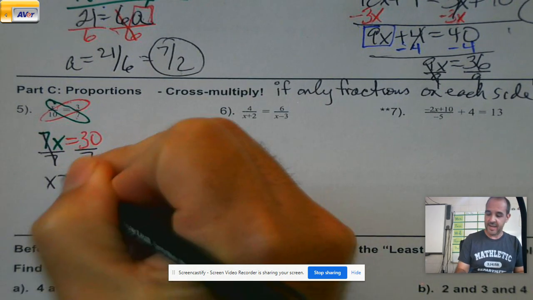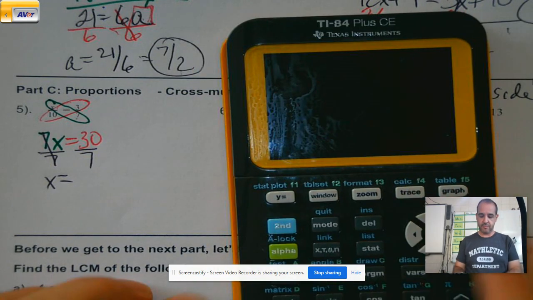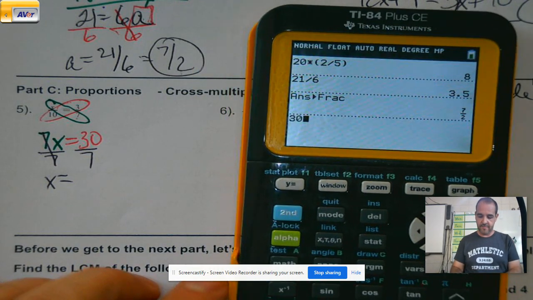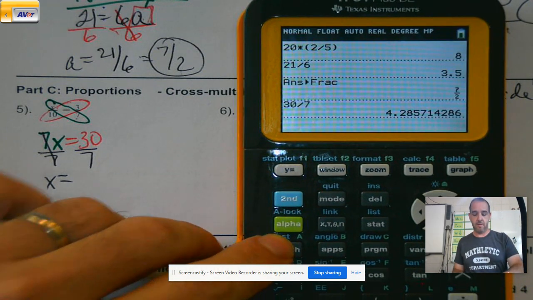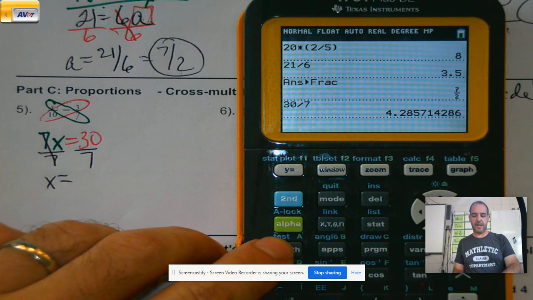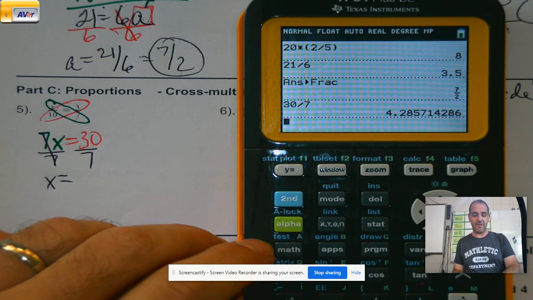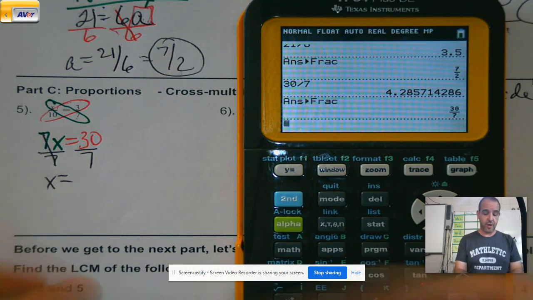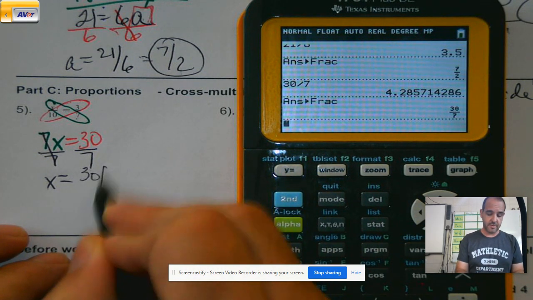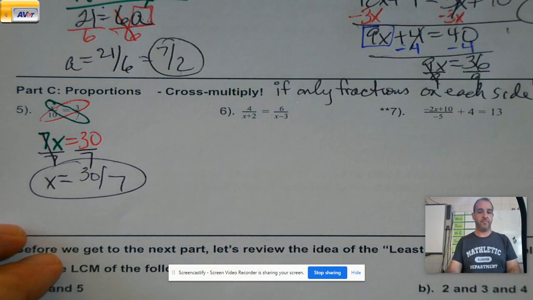dividing by 7. Again, avoid the decimals. 30 divided by 7. It's a decimal, though. We know our rule, though. Math, and again, if you're using a different calculator, you'll have a fraction button. Enter, enter. It's still 30 over 7, so this one didn't reduce. That's just my answer.